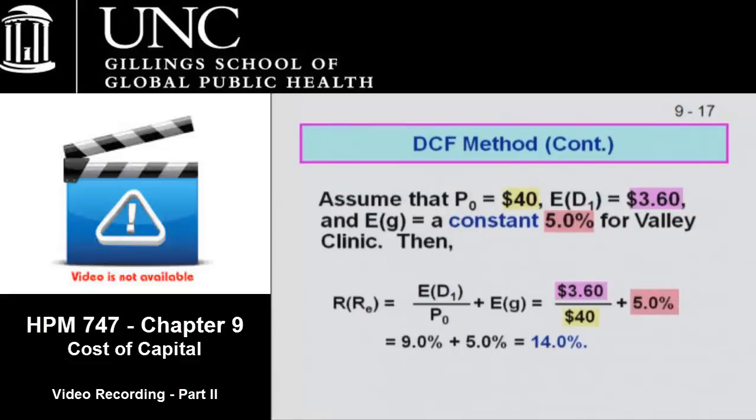So we have the simple illustration here, the $40. We can get that from any website that shows the current price of the stock. The expected dividends, the analysts will usually have an estimate of what the dividend is going to be. And then the growth rate estimate, and in this example it's 5%. We do all this arithmetic and find that the required rate of return on equity is 14%.